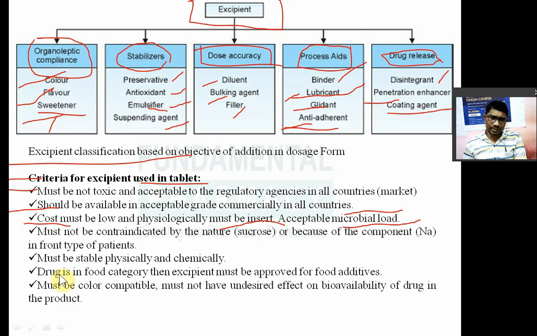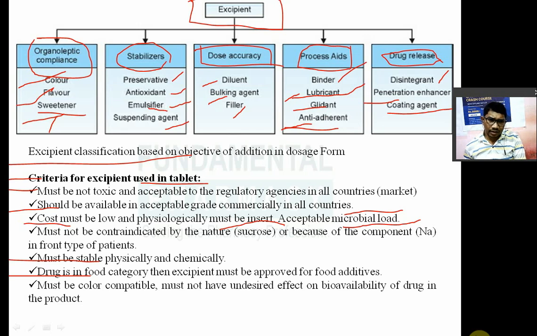Then the excipient must be stable physically as well as chemically. If your drug falls under the food category, say for example, जैसे आज का विटामिन सी, they are not considered as a drug now. They are considered as a food only. So if your drug is in the category of food, then whatever excipient you are going to use must be approved for food additives by the respective agency.